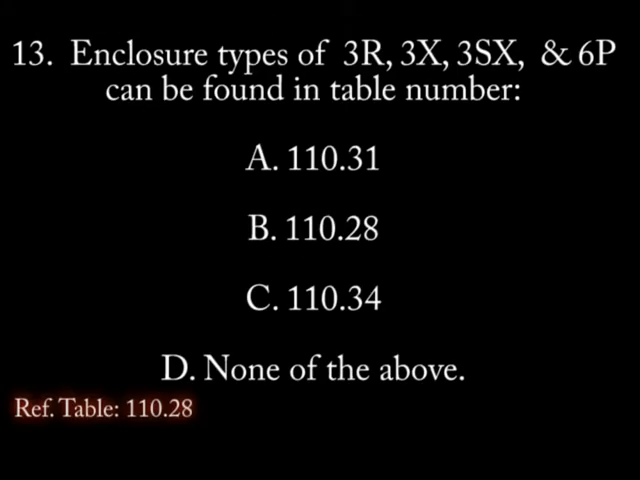Question 13. Enclosure types of 3R, 3X, 3SX, and 6P can be found in Table A. 110-31, B. 110-28, C. 110-34, D. None of the above.